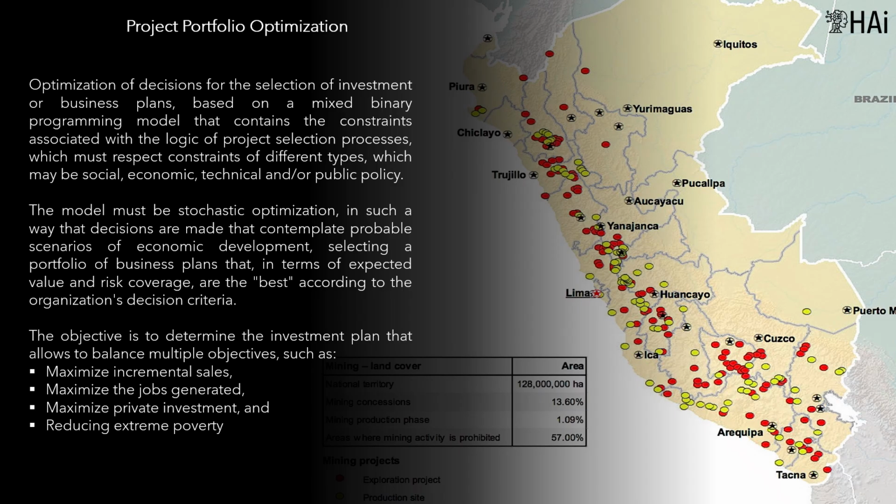The model must be stochastic optimization, in such a way that decisions are made that contemplate probable scenarios of economic development, selecting a portfolio of business plans that, in terms of expected value and risk coverage, are the best according to the organization's decision criteria. The objective is to determine the investment plan that allows to balance multiple objectives, such as maximize incremental sales, maximize the jobs generated, maximize private investment, and reducing extreme poverty.